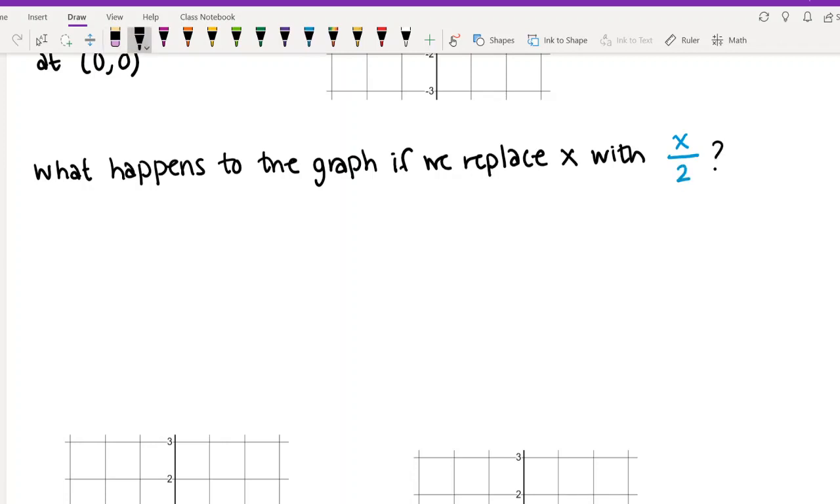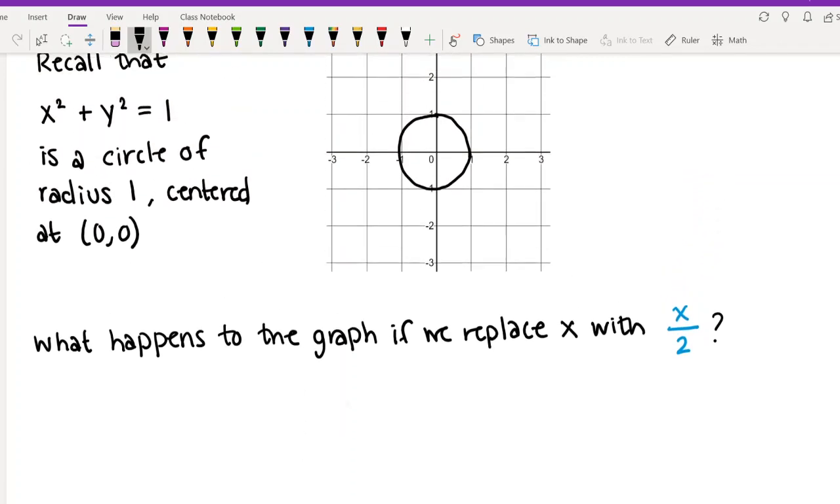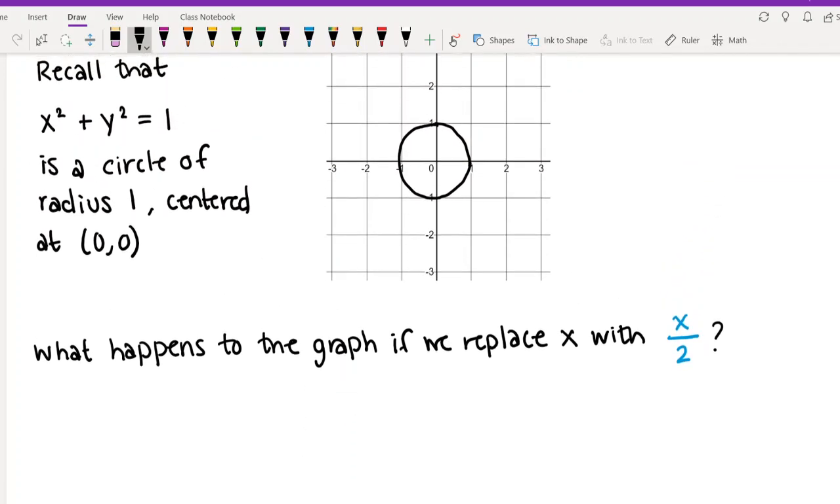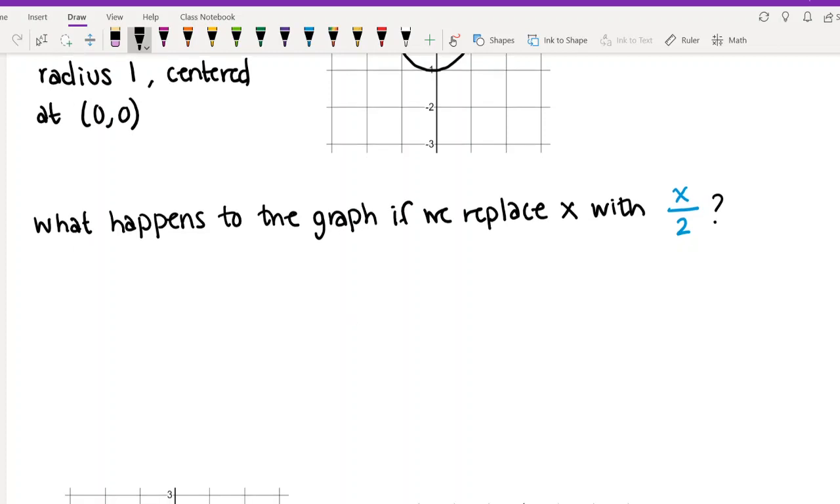So I'm going to make a new equation where instead of it saying x squared plus y squared is equal to 1, I'm just going to tweak this equation and instead write it as (x over 2) squared plus y squared is equal to 1. I'm going to color code this a little differently.